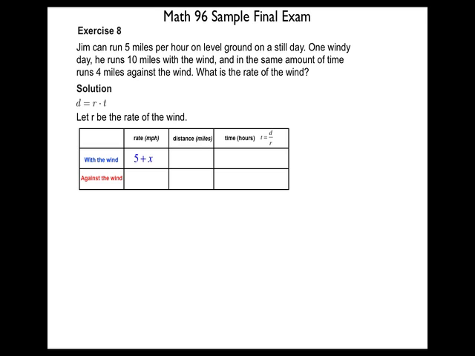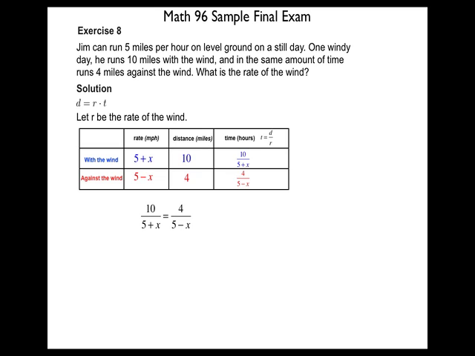So running with the wind, he's going to be running at his rate, 5 miles per hour plus the rate of the wind. And against the wind, 5 minus x, where x is the rate of the wind. The distance he runs with the wind is 10 miles, whereas the distance he runs against the wind is 4 miles. And using the formula that time is equal to distance over rate, we can fill in the last column.